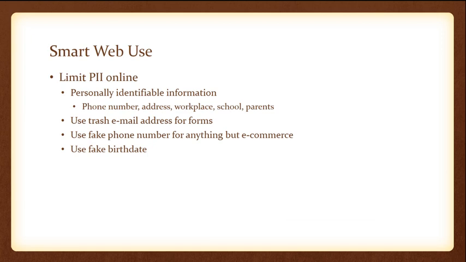The other thing you should be careful about is limiting the use of PII, which is personally identifiable information. You should use a separate email account for filling in online forms and purchases. Personally identifiable information are things that are true to you: your telephone number, your address, where you work, what school you went to, what your parents' names are, what your mother's maiden name is. Things that you could possibly use for any kind of password, that's PII. Sometimes use a fake email address whenever you're filling out forms, or a separate email account.